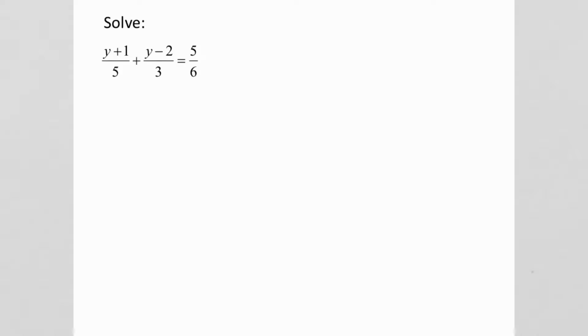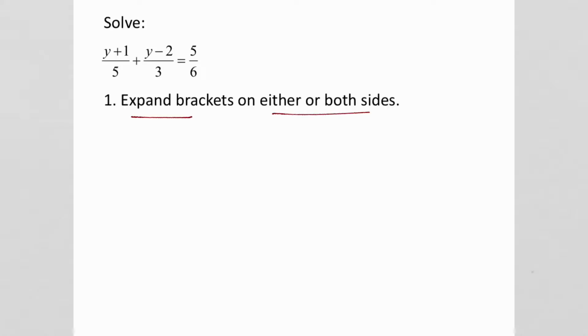So now, how about if we get a fraction? Well, don't be alarmed. We apply the same steps again. When you have fractions in your equations and you simplify them down, they become brackets. You do need to expand and multiply. And here's what we do. The first step is to expand the brackets on either or both sides.